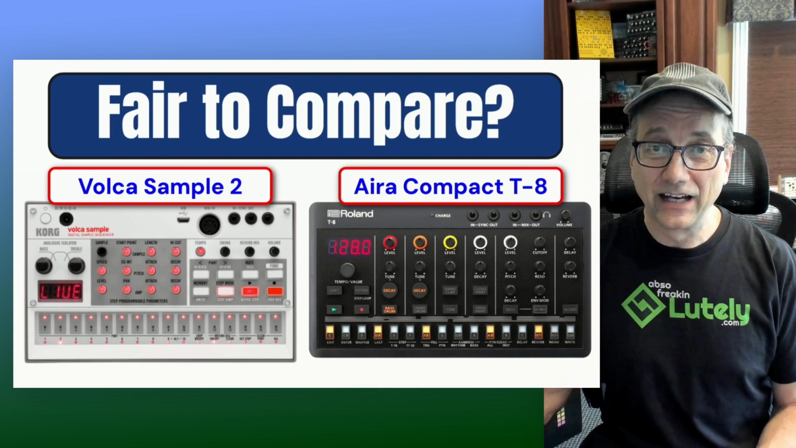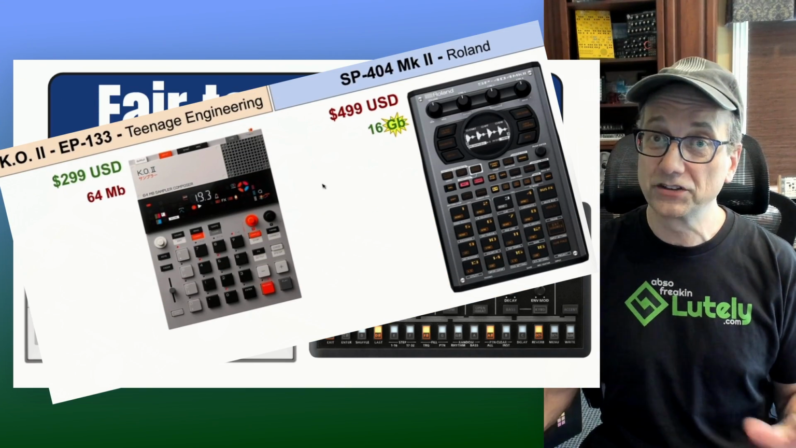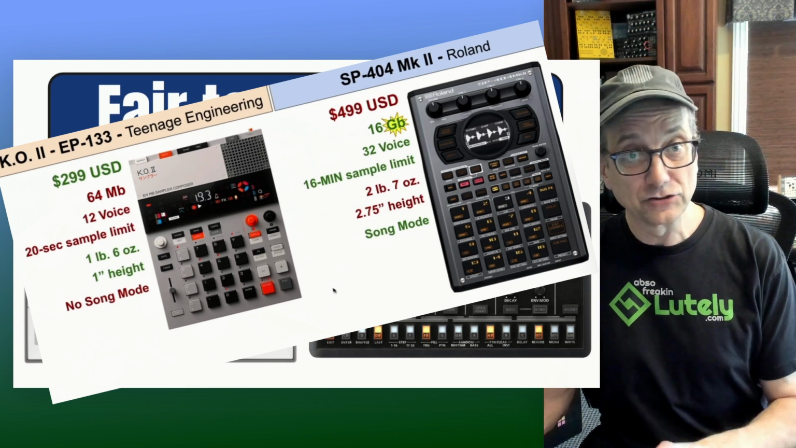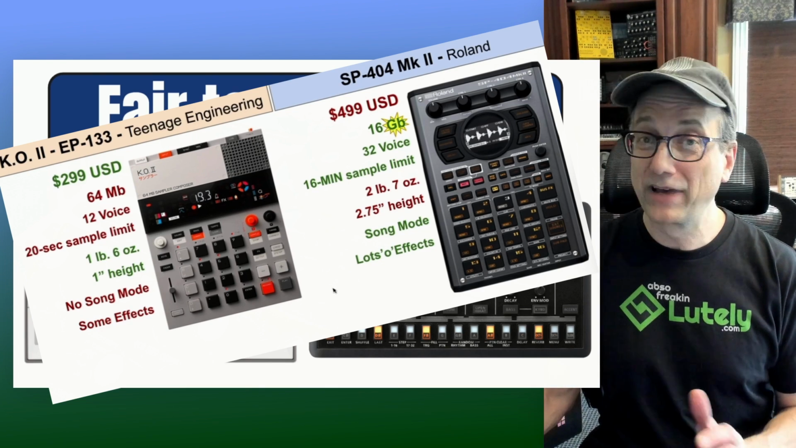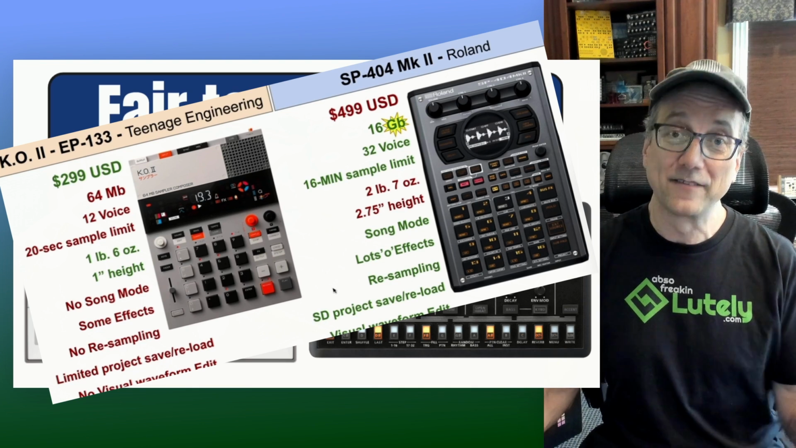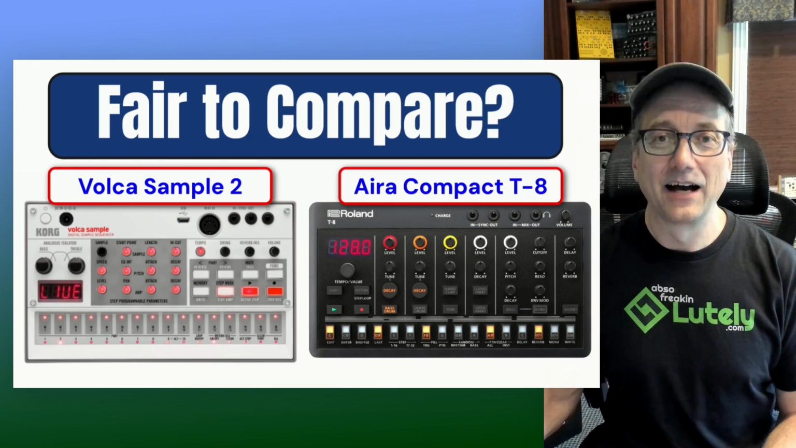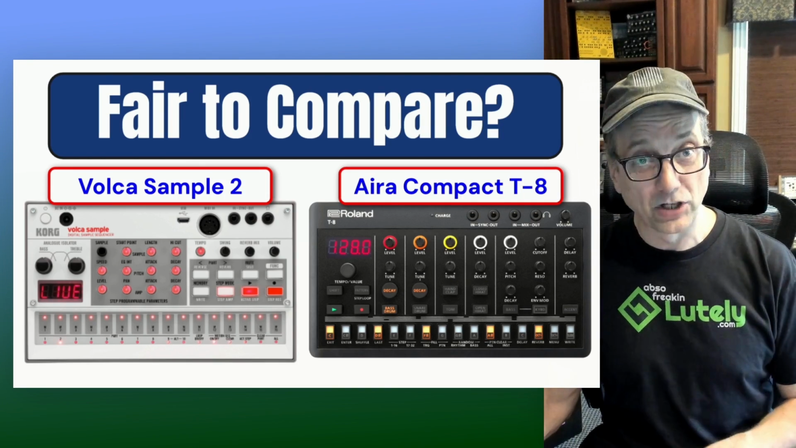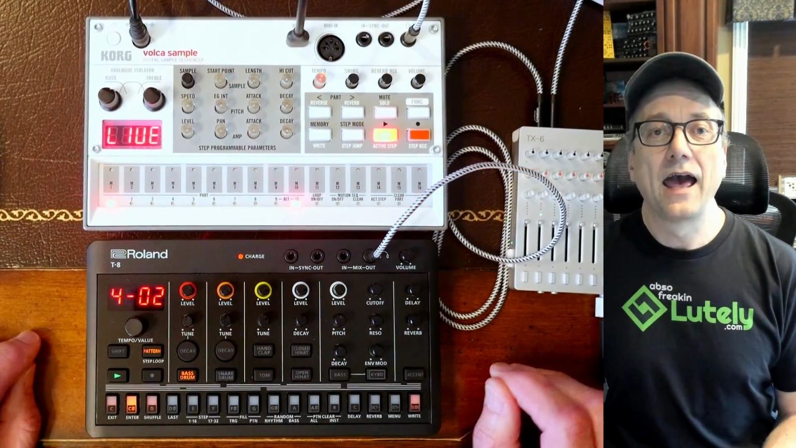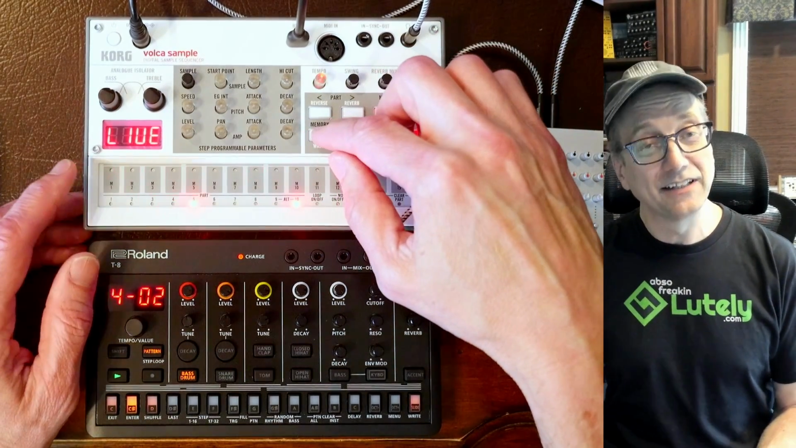In a prior video, I dared to compare the Teenage Engineering EP133 to the Roland SP404 Mark II, two sampler sequencers that are sold at $300 and $500 respectively. So that comparison begs the question: are the features of the more expensive device worth that extra expense, in that case $200 more? So using a similar structure in this video, I'll be comparing two devices at even lower price points. The Korg Volca Sample2, which is about $149, and the Roland Aira Compact T-8, which is a $199 device, brand new.